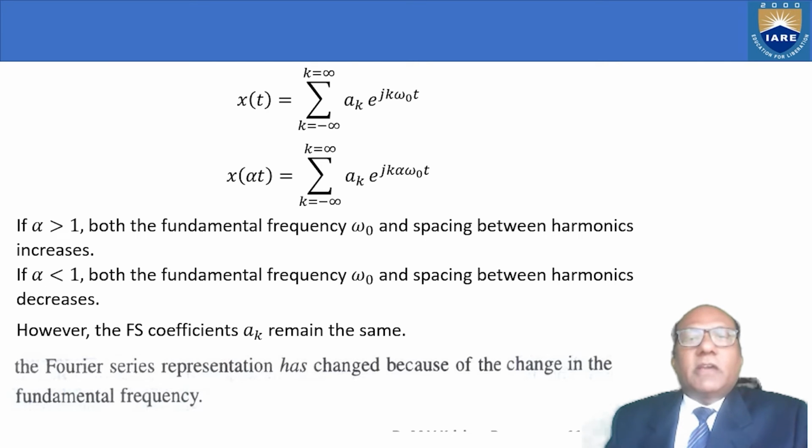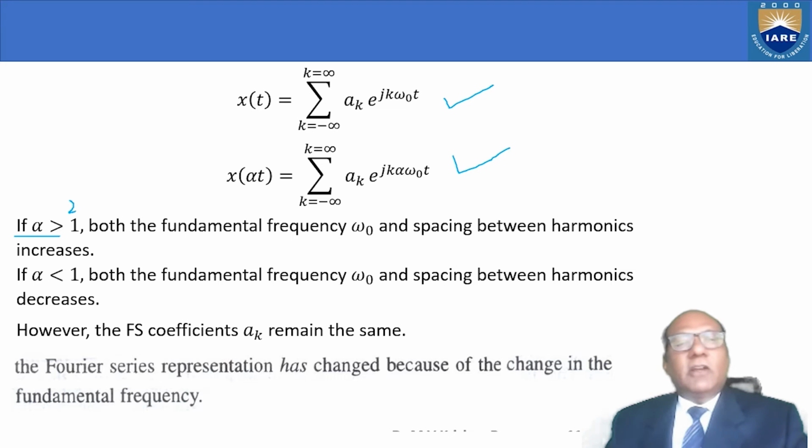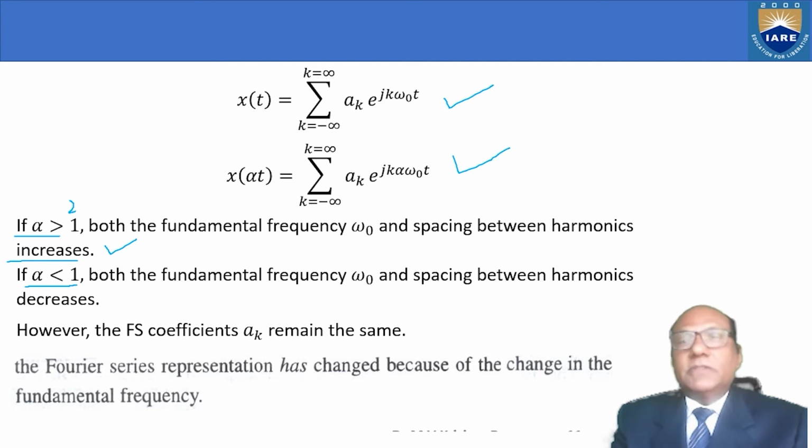So this is what I have given: original signal, time scaled signal. If alpha is greater than 1, in our case it is 2, so it is greater than 1. Both the fundamental frequency and the spacing between harmonics increase, correct? As I have shown in the previous figure, it increases. But if it is less than 1, the spacing will come down. That means in time, if it is less than 1, let us say 0.5, then in time what happens?